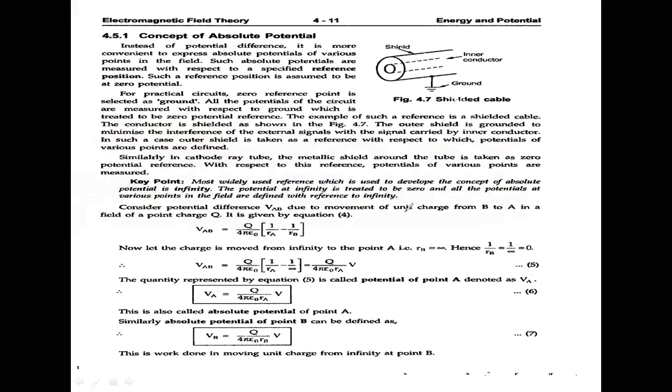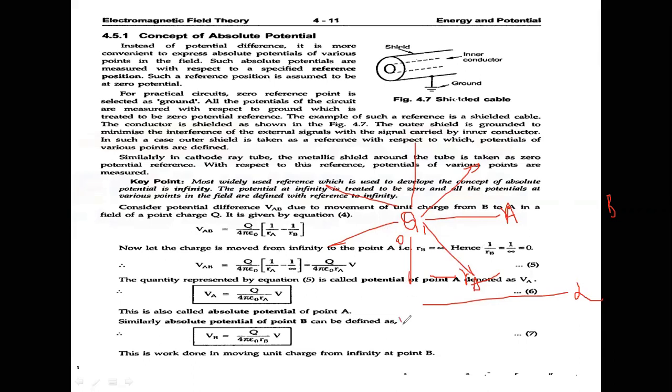Means I take the charge Q1 at the origin, and there is a direction radially, the direction of the E bar. The distance of point A from the origin is RA. Now I am taking B at infinite. The charge is moved from infinite to the point A, that is, RB tends to infinite. When the point B is taken at infinite, 1 by RB is the 0 value.